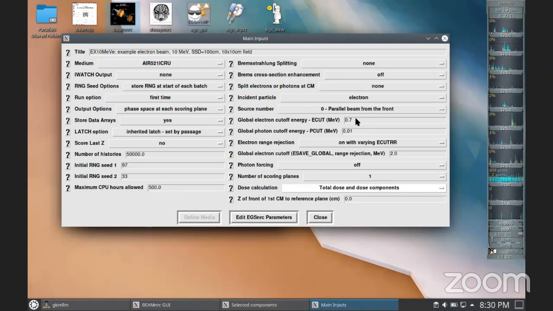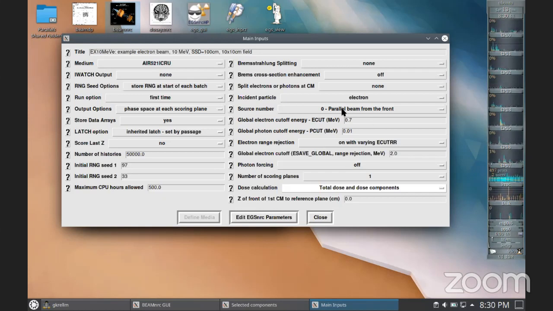For photons, that's what you do when you put this global. You can also go and set an ECUT, PCUT for different regions. In the jaws, you can set something higher if you want, okay? But you can never go lower than the AE that you have generated when you generate your PEGS data file. It does not make sense. It will always take the highest, either the ECUT or the AE value.